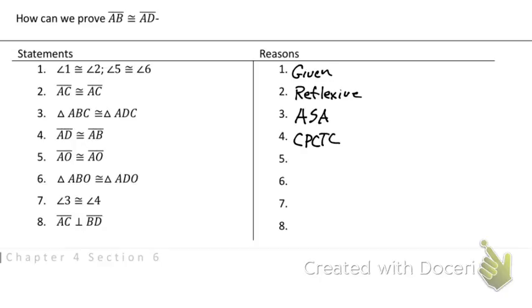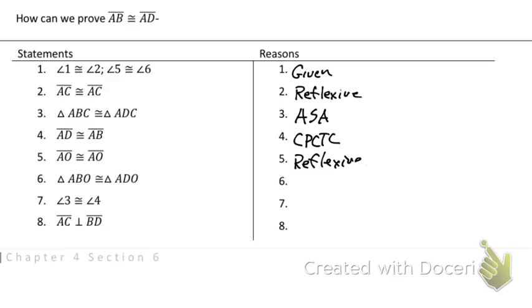CPCTC. We'll use acronyms. All right, so we have AD is congruent to AB. Now I have AO is congruent to AO. What is it? Reflexive. That is definitely the reflexive property.